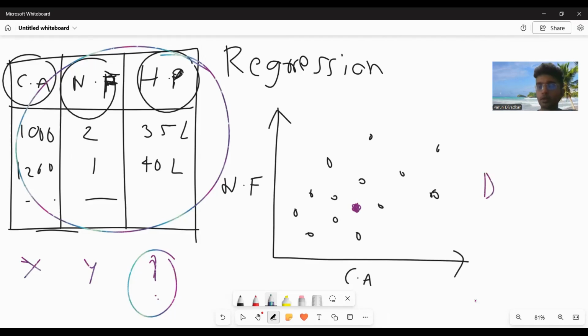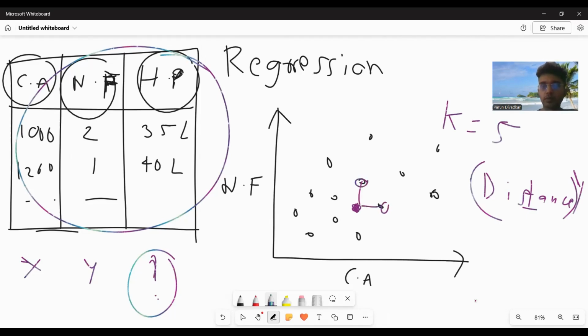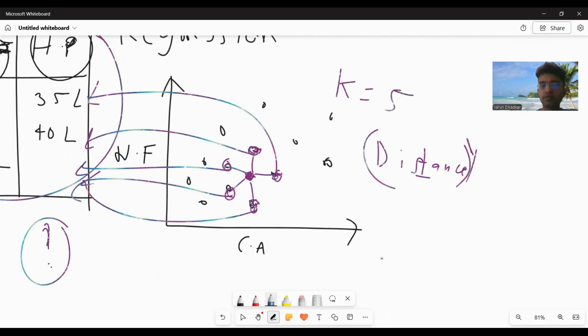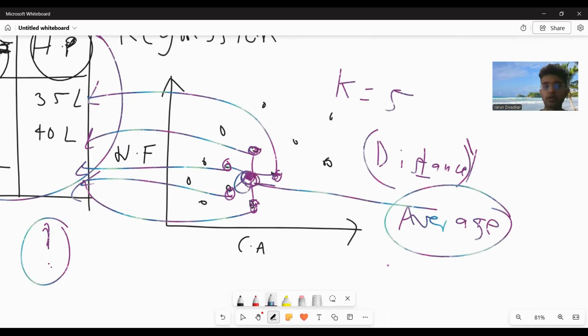You use a similar distance formula, the Euclidean distance, as we just did above. And this time what you do is you find the K nearest neighbors. Let's say again K equals 5. So the 5 nearest points to this point come out to be this one, this one, this one, this one, and this one, okay? Now you find out the actual house prices of these points from this table, right? And then you just take an average of these 5 house prices. That average is basically the house price of this unknown point.